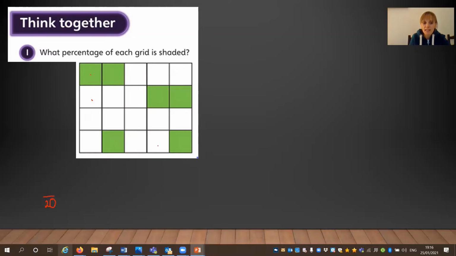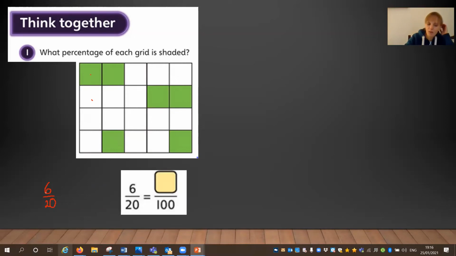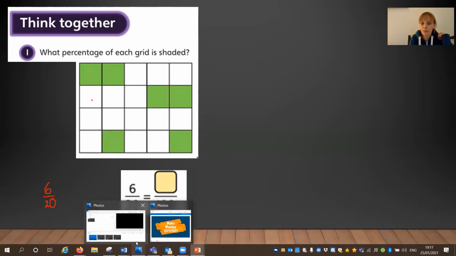Now, how many are shaded in? In green, 2, 4, there's 6, aren't there? So 6 out of the 20 are shaded. Okay, and we are agreeing with what they have said here. So we've got 6/20ths are shaded. Now remember, I can only put it into a percentage if my denominator is 100. So fortunately, 20 does multiply by something to become 100. Do we know what that is?